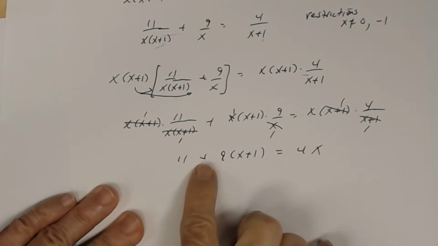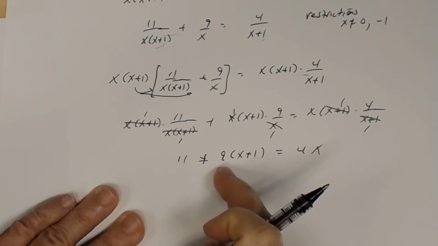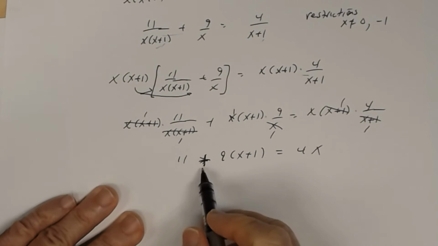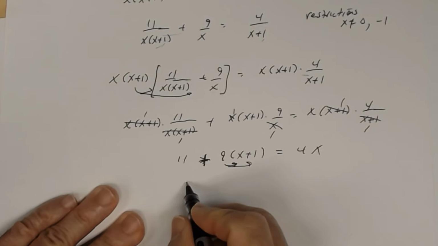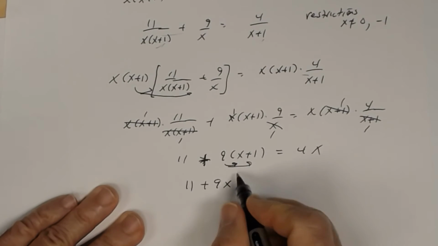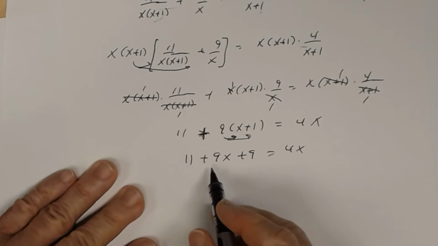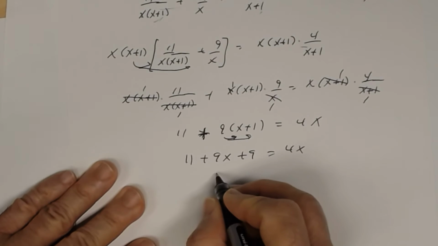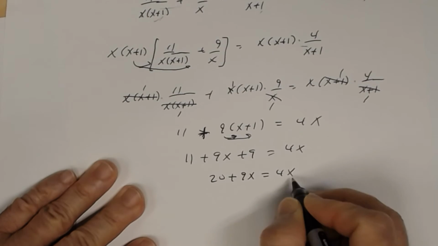Now you got to be careful. Some students, they're going to say 11 plus 9 is 20 and then distribute the 20. That's not true. That's a plus sign. You got to multiply before you add. So you have to distribute first. So that's 11 plus 9x, and then 9 times 1 is 9, equal 4x. Now combining like terms, 11 plus 9 is, what's that, 20? So I get 20 plus 9x equal 4x.